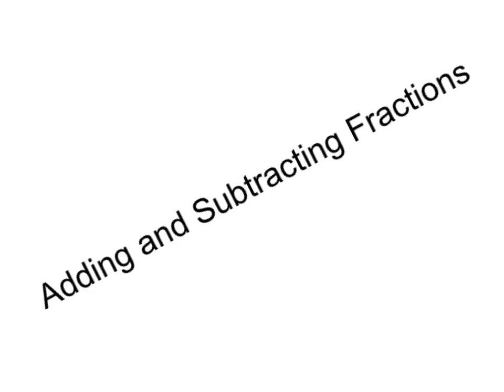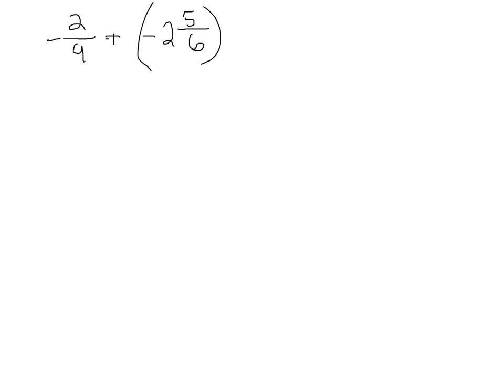Hi, today we're going to be adding and subtracting fractions with positive and negative values. The first problem we're going to do is negative 2/9 plus negative 2 5/6. So your rules for adding integers are the same now that we're doing rational numbers.